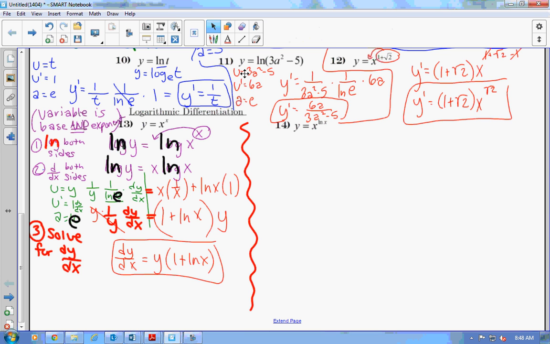Notice we have an x in the base and an x in the exponent. So, follow those 3 steps. Okay, natural log both sides. Take the derivative of both sides carefully, and then solve for dy/dx.